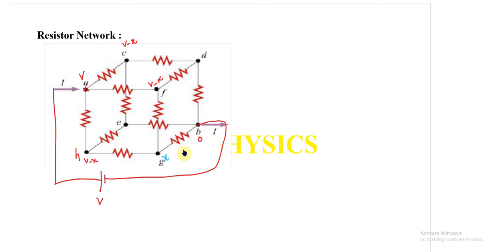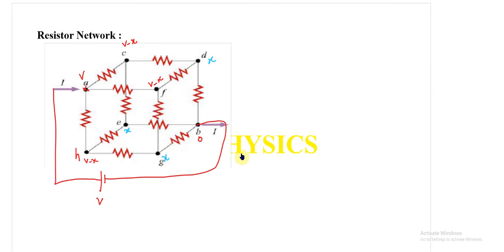Why did I say it should be the value X? Because see, here the drop was: I by 3 current was flowing, resistance R was there, V minus V minus X. So ultimately the drop was X. Similarly, see here the drop is also X. Understanding this symmetry, the potential of this point is also X and the potential of this point is also X. So ultimately I got the potential of all these points.